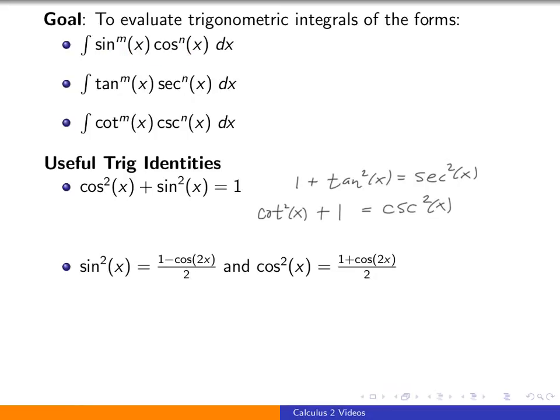If one of the powers is odd, you have a technique you could use, and if both of them are even, you have a separate technique. We're going to see a similar approach for tangent to a power, secant to a power. Once again, you need to make sure that you know your Pythagorean identities, and your half angle identities are once again useful with those even powers of sine and cosine.